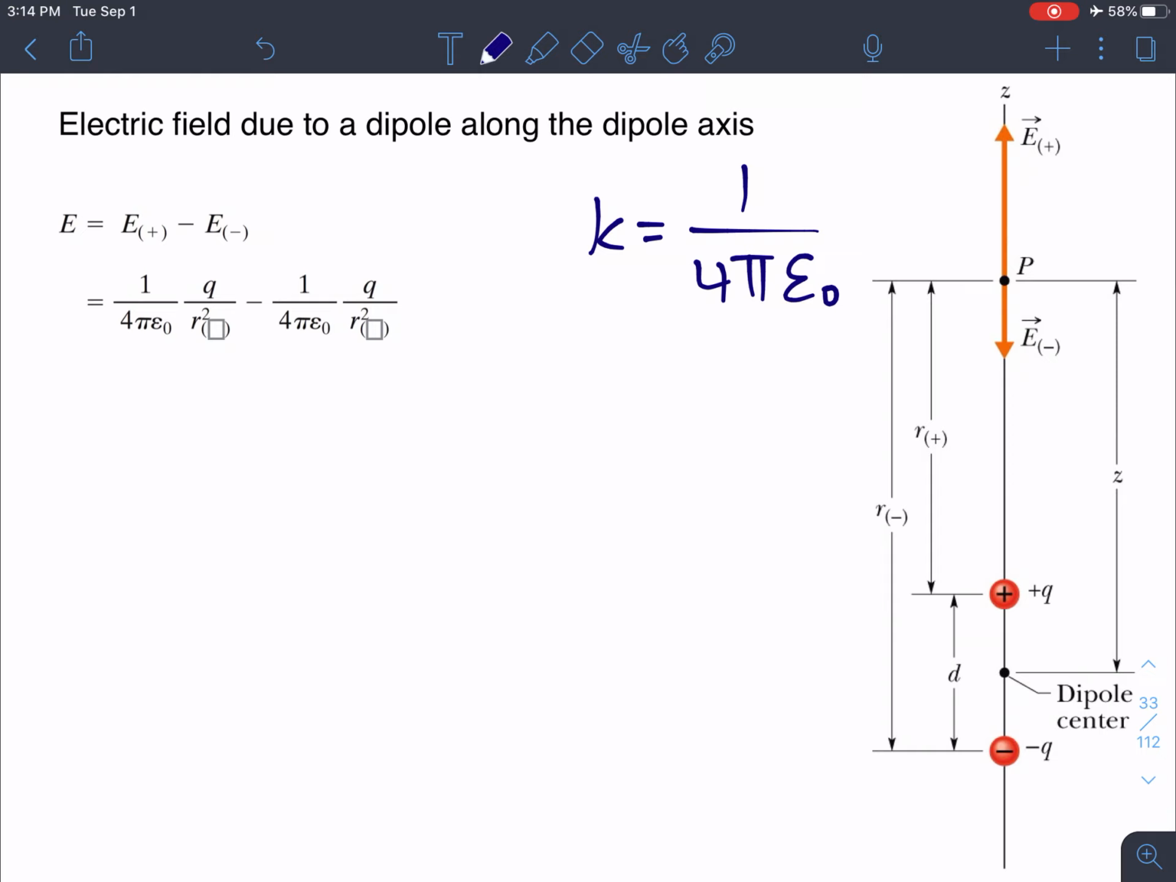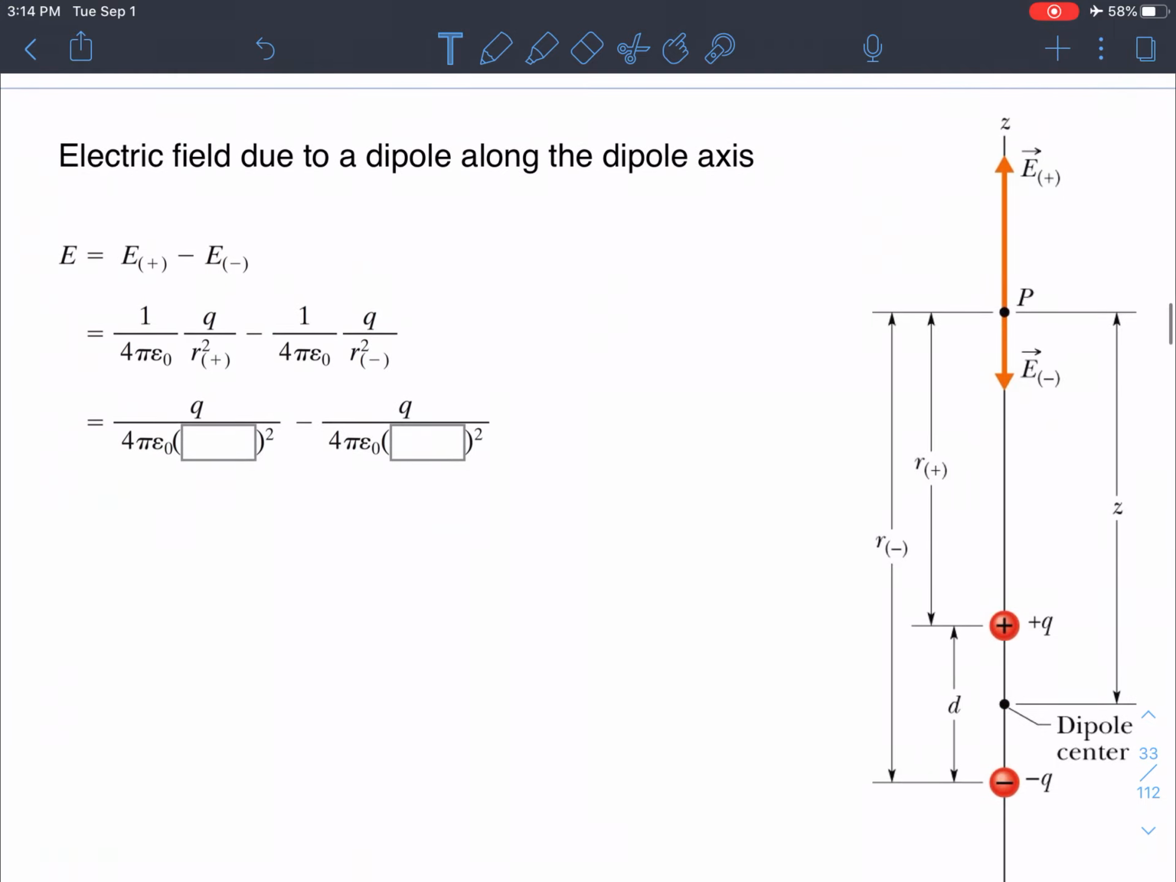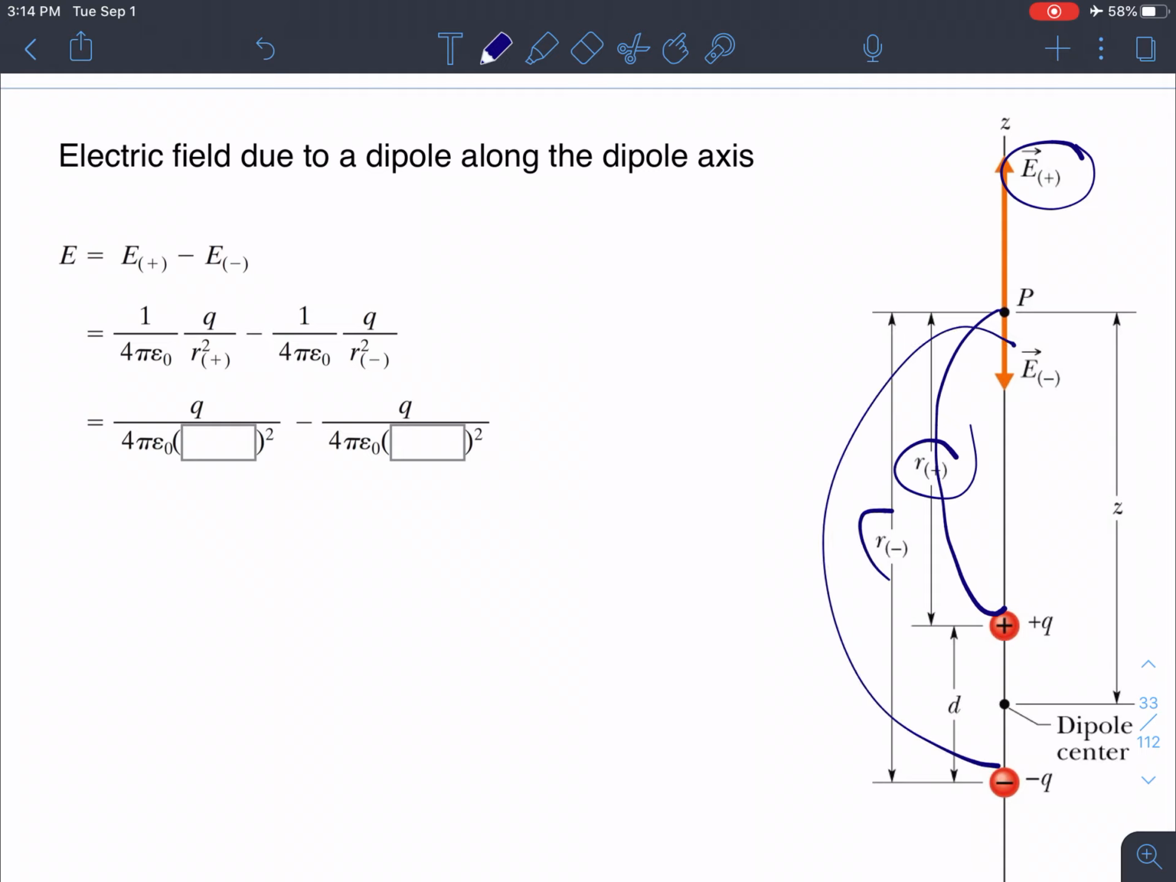So what do we put in those boxes? Just follow and be consistent. For E plus, we have r plus. So when you find the electric field of plus Q at this point P, you have to use this distance, and that makes sense. And for E minus, you have to use this distance, and that makes sense too.